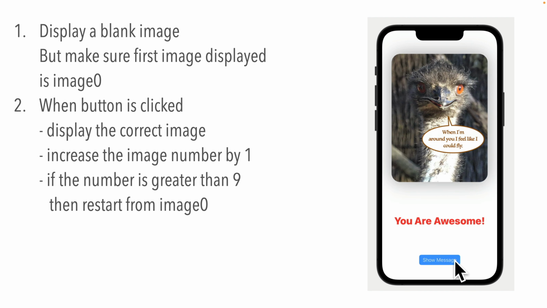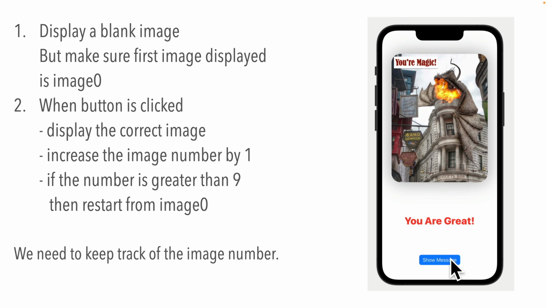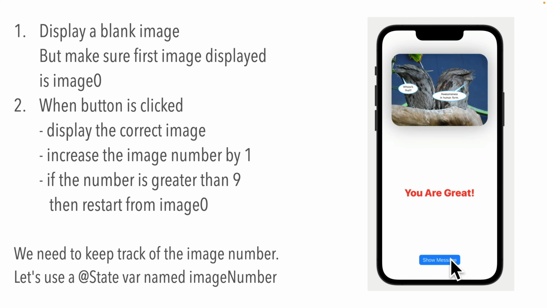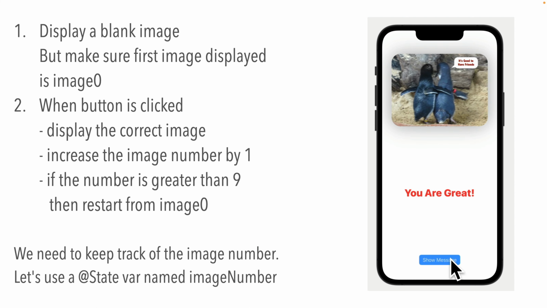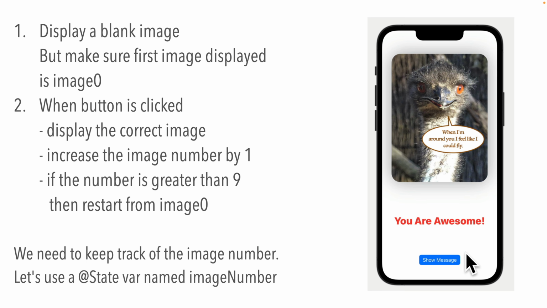And as we think about translating this into Swift, we realize, hey, we've got to keep track of our image number, 0 through 9. So let's do this in a state variable that we'll call image number. And it's got to be a state variable because we want to keep that value aside and we don't want to throw it out even as we update the screen and reset all of our views.